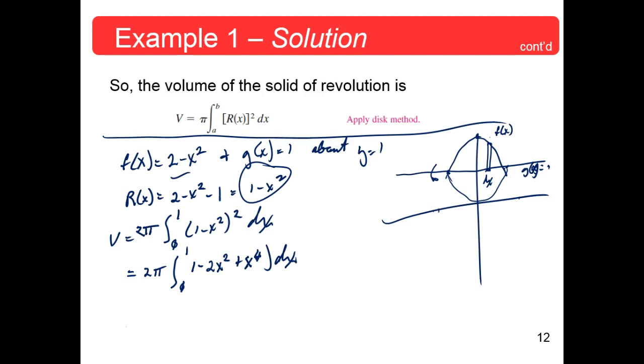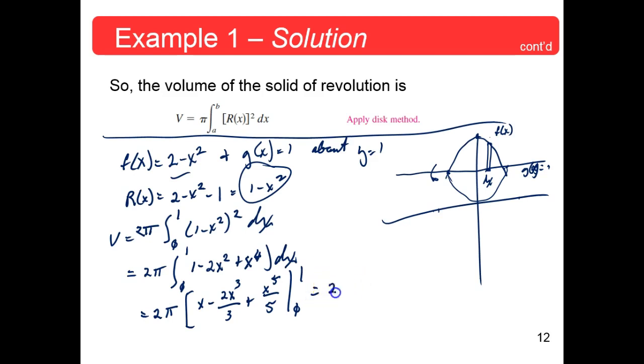Do you want to finish this problem first? Okay. Since we got it all set up, ready to go, let's do our integration. 2 pi, the 2 because we doubled it, we're only doing 0 to 1. And what's the antiderivative of 1? X. Next, minus 2x cubed over 3 plus x to the fifth over 5. Evaluate that from 0 to 1.